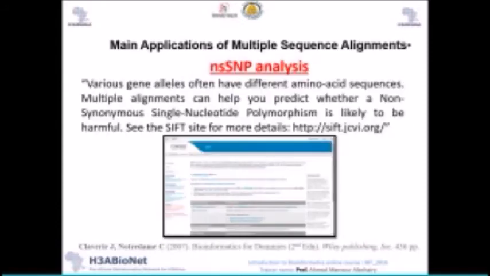Also, one of the main applications is SNP analysis. As we see, various genes or alleles often have different amino acid sequences. Multiple sequence alignment can help you predict whether a non-synonymous single nucleotide polymorphism is likely to be harmful or not. There is a very famous program for doing this, which is called SIFT. SIFT can help you to predict whether a non-synonymous single nucleotide polymorphism is likely to be harmful or not. So this is called NS-SNP analysis.